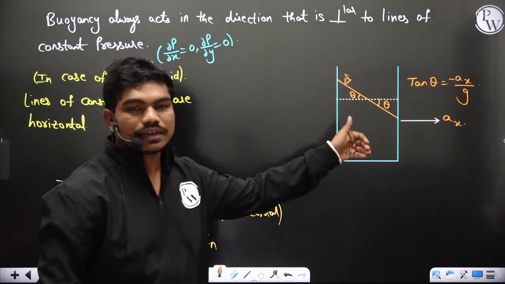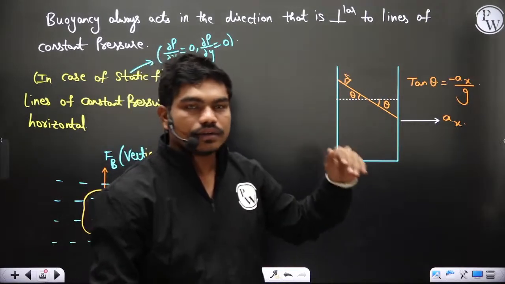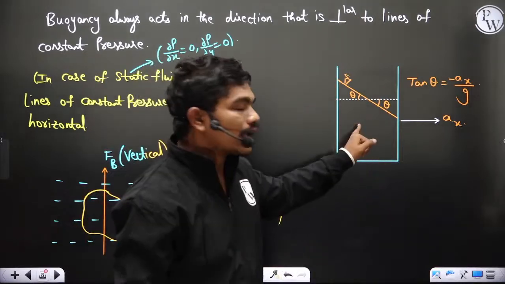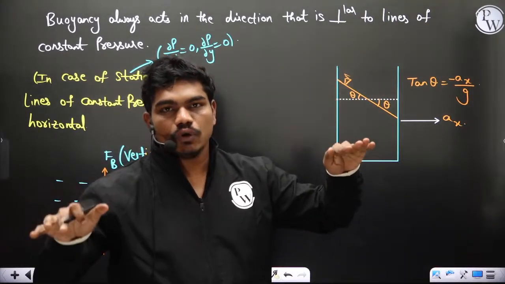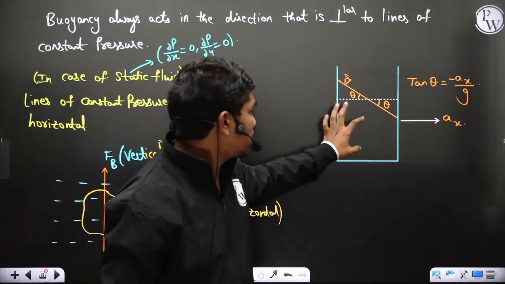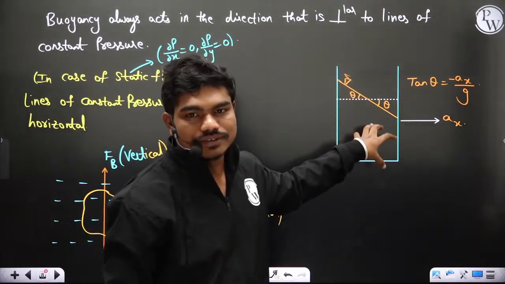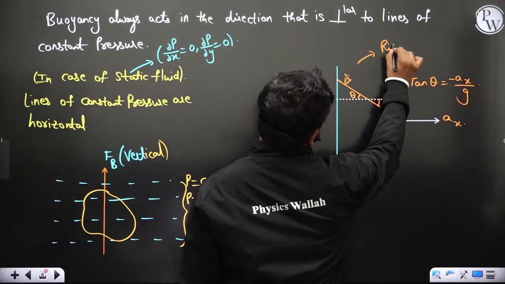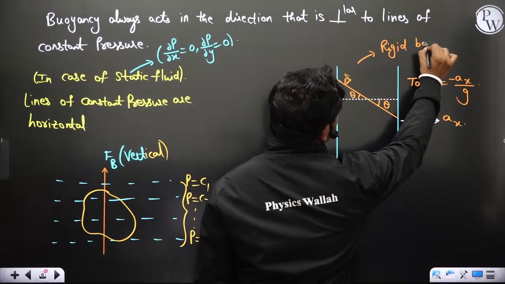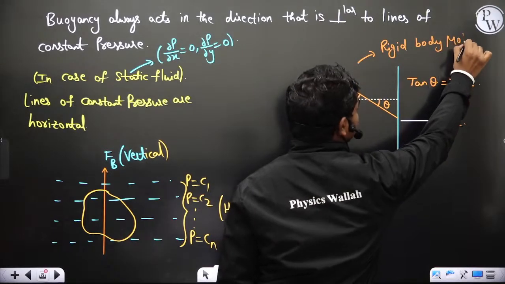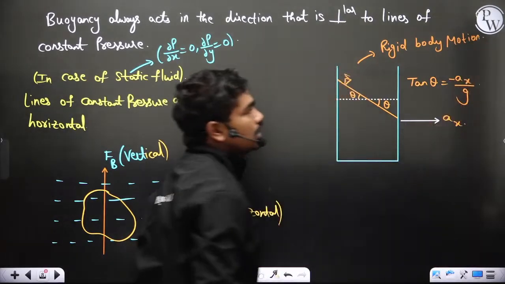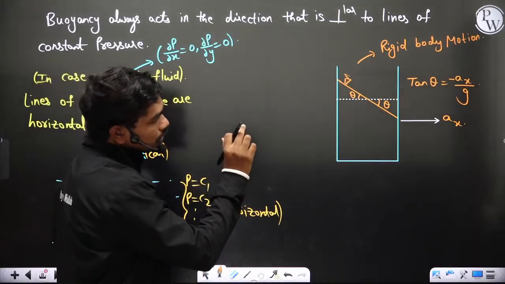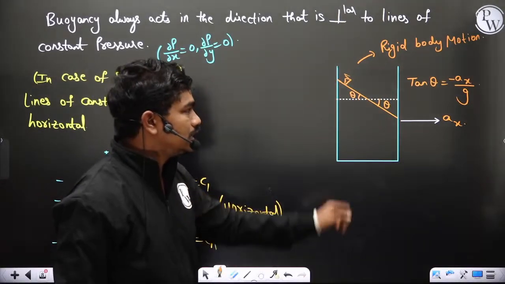How this is coming I'll show you when I start differential analysis. Normally this case is called rigid body motion, meaning the fluid in the tank will not get deformed, it just changes its orientation. The volume occupied by the fluid before and after will be the same. Why it's called rigid body motion, we will see when we talk about shear strain rates. So tan theta is equal to minus ax by g.